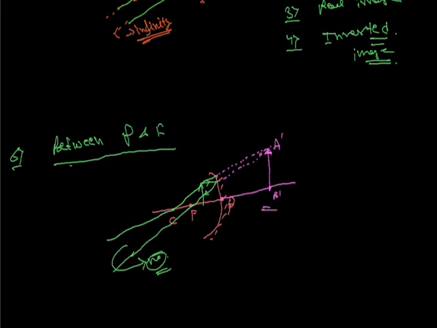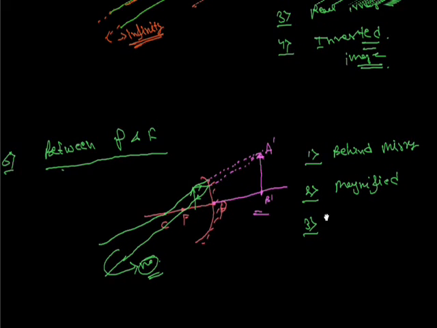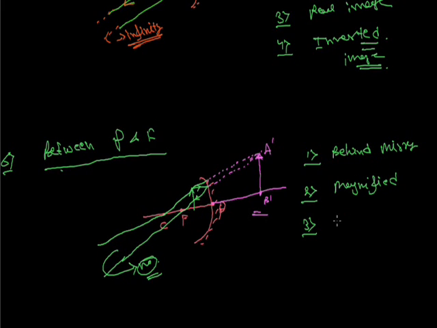Now comment on the characteristics of this image. The first one is this: the image will be formed behind the mirror. Second one is the image is magnified in nature. And third one is the image will be virtual in nature, meaning they seem to meet at some point. And the fourth point is the image will be erect. So these are basically the formation of the images.